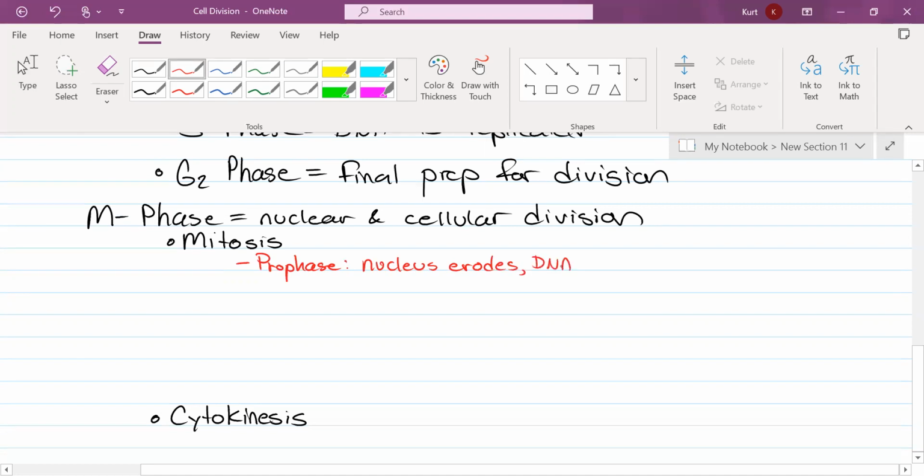The DNA condenses to chromosomes. And like what Isabella said earlier, we have 46 chromosomes. So the nucleus erodes, the DNA is now free, and it condenses to chromosomes. You can actually see it. The spindle fibers assemble. And the chromosomes move towards the middle.